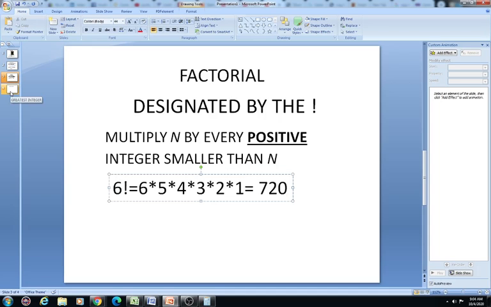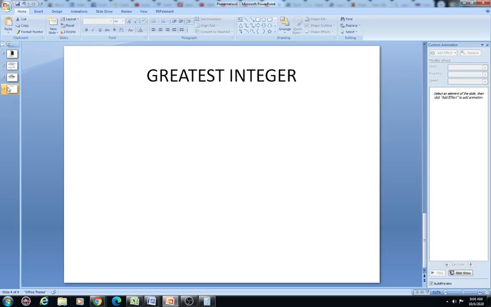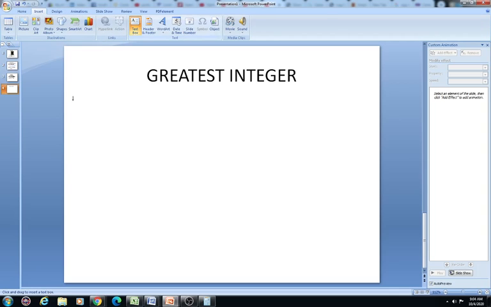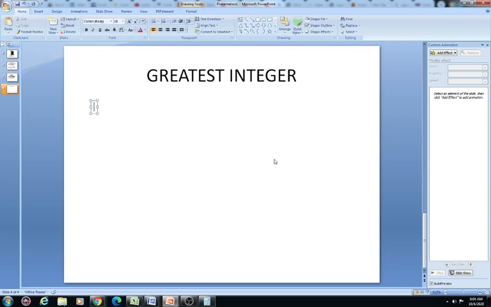The third operation that we are going to talk about is the greatest integer. Now this is kind of a funny function. You really got to think about it a little bit, maybe look at it 2 or 3 times. I know I had to when I first looked at it, but I'm going to insert a text box here and we'll type out the definition.